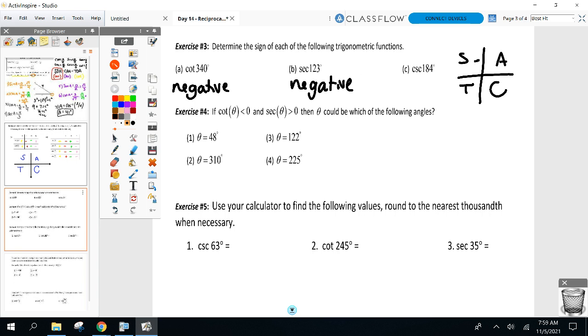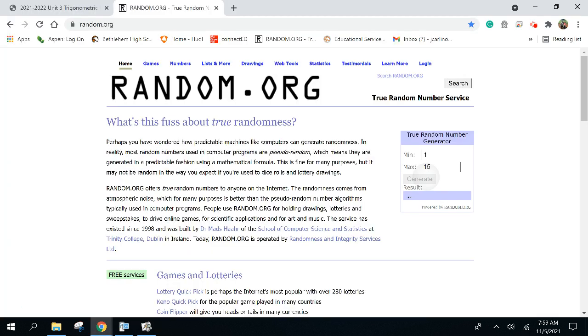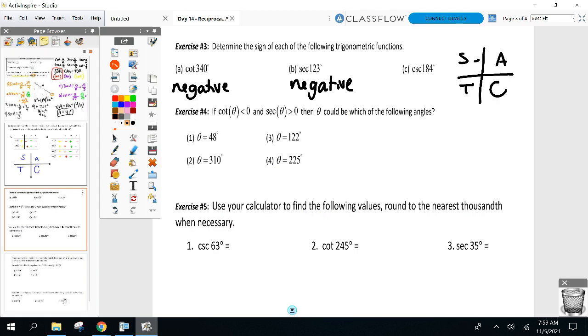And what about cosecant of 184? Where's 184? Third quadrant. What's positive in the third? Tangent and what's its running mate? Cotangent. All right, so cosecant's going to be negative, yep.